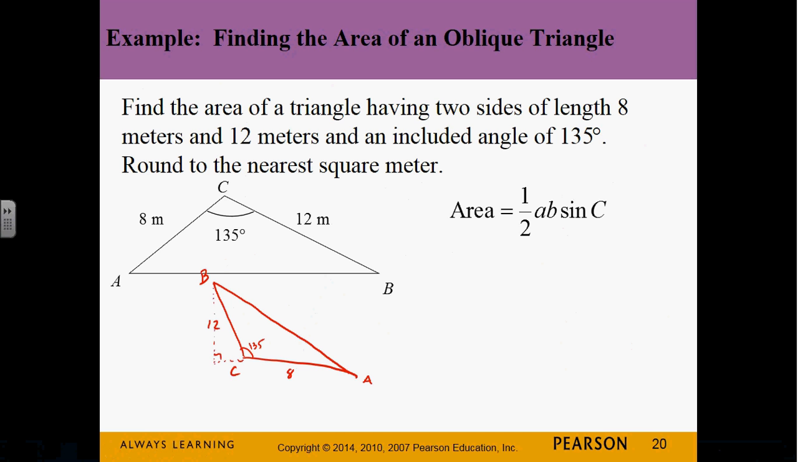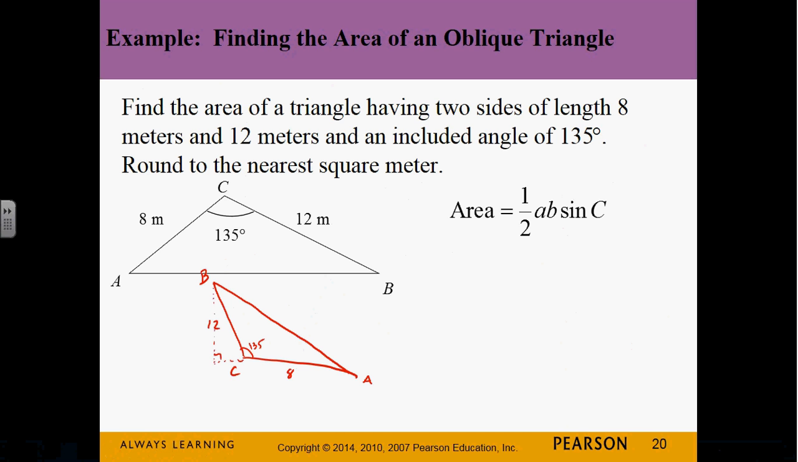And this is all derivation of this formula. It's not strictly necessary that you be able to derive the formula. But notice now I can find the height because I know this angle. I know the base is 8. So 1/2 base times height gives us our area.